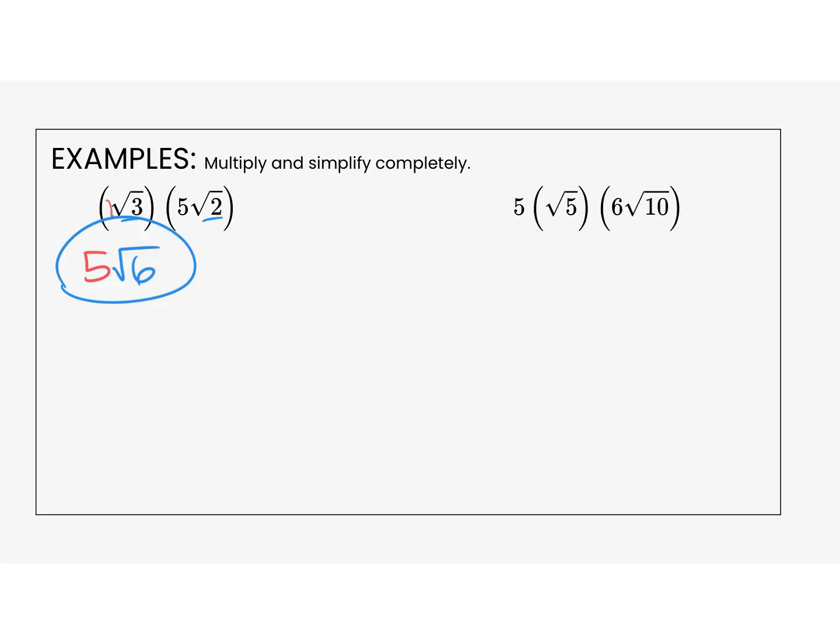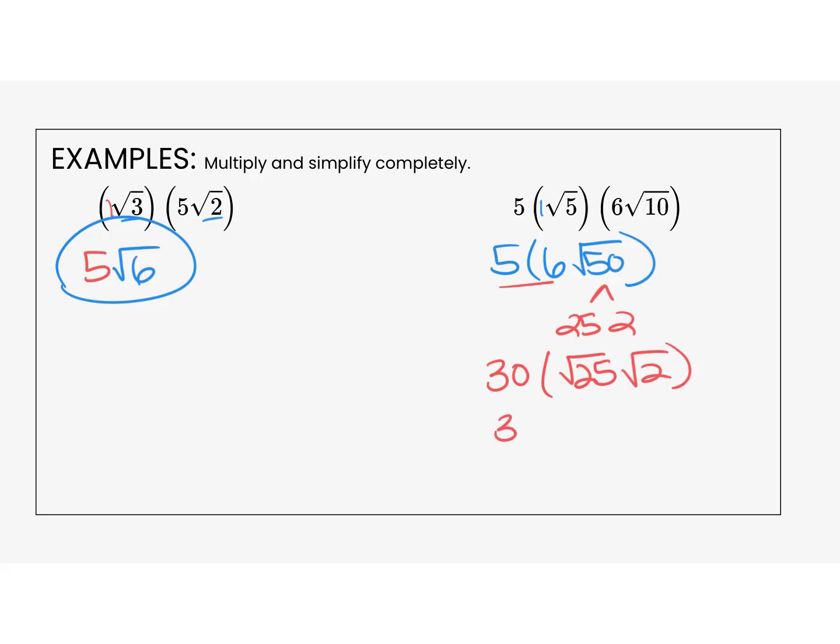Okay, second one, let's multiply again. Outside, 1 times 6, we still have this 5 out front, so let's do that. 1 times 6 is 6. Root 5 times root 10 is root 50. 50 I can simplify to 25 and 2. And also in this step, I'm going to multiply the 5 and the 6 because we can do that since they're both on the outside. So I have 30, and then square root of 25 times the square root of 2, which is really 5 root 2. So it's really 150 root 2.